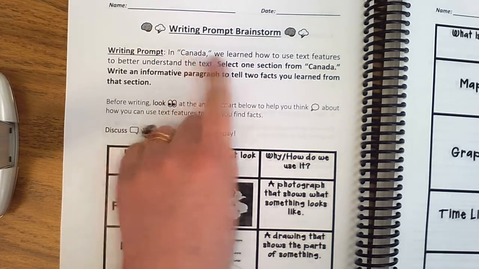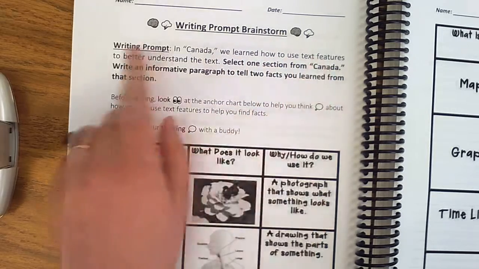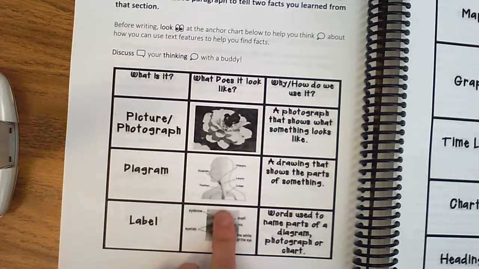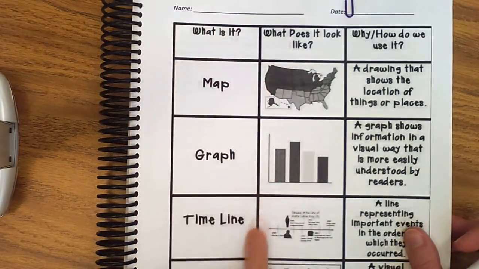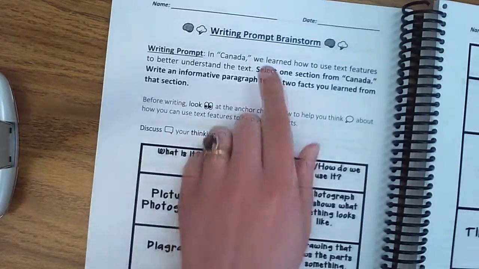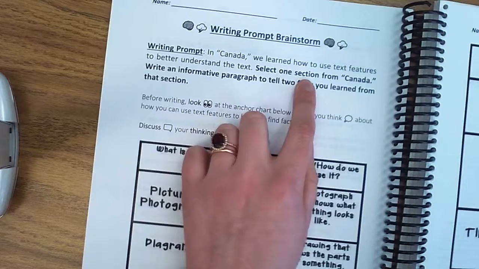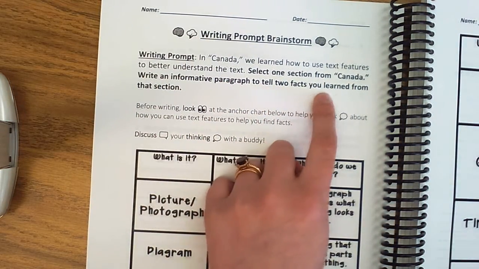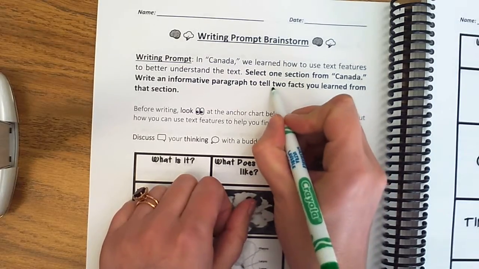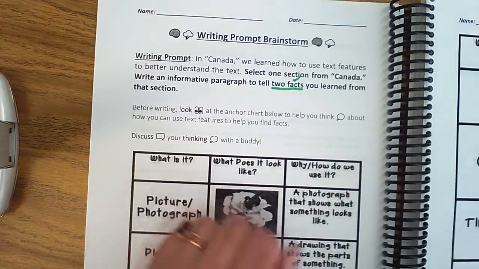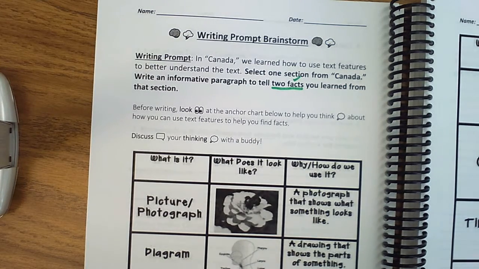It says, in Canada, we learned how to use text features to better understand the text. Notice, friends, how we've got tons of text features in our blue ELA spiral, if you would like to review them to help you better understand your nonfiction text. It says select one section from Canada. Write an informative paragraph to tell two facts. Two facts. So those are true statements that we learned from that section.